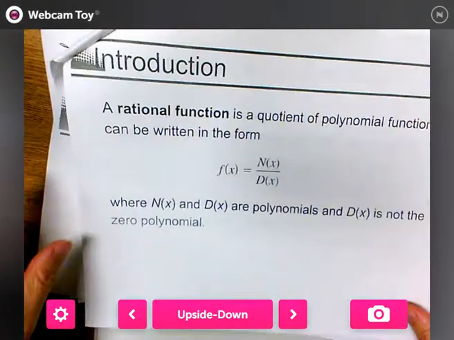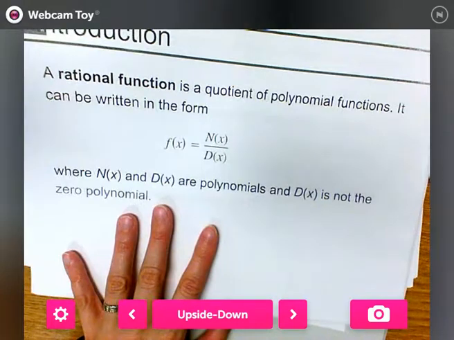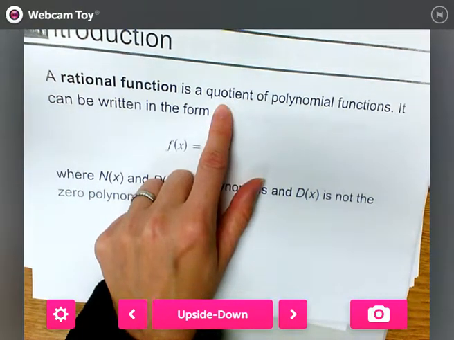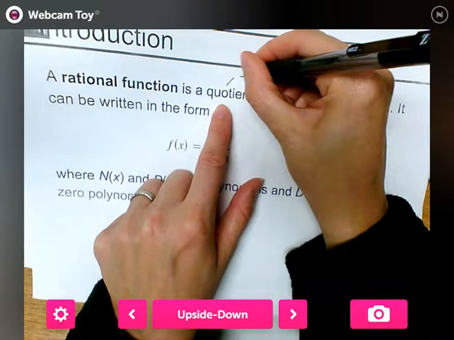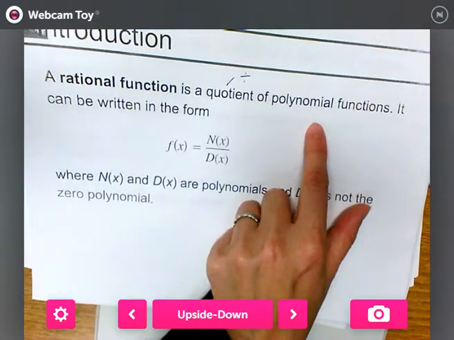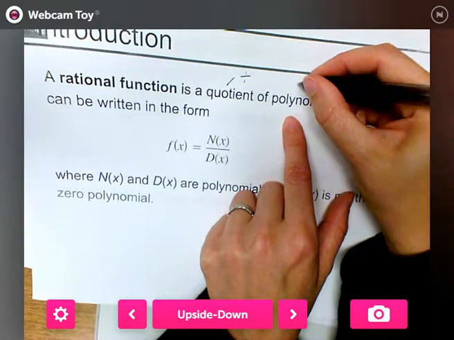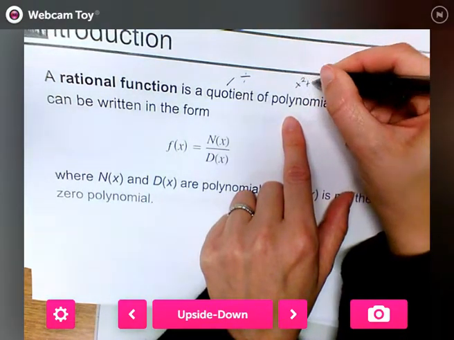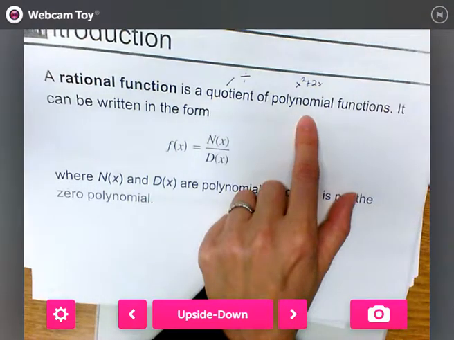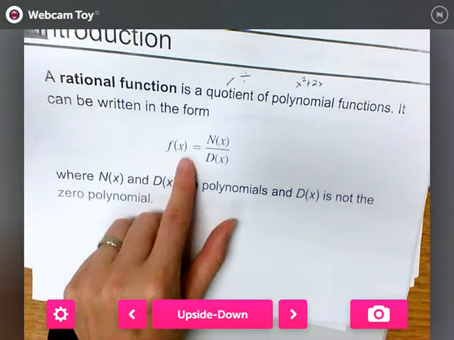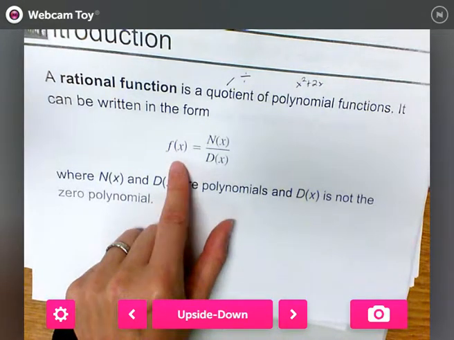Okay. A rational function is a quotient of polynomials. Quotient means what? Anybody remember what a quotient is? Division. It's division. Of polynomial functions. Polynomial means? More than one, actually. Yeah. So it's like, x squared plus 2x. That's a polynomial. Okay. It can be written in the form f of x, that stands for y or the function of x.